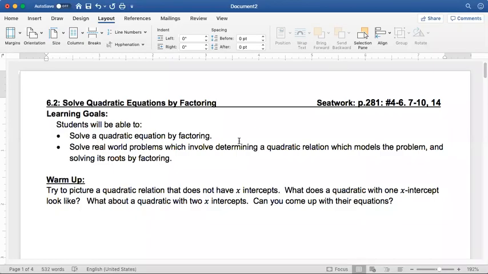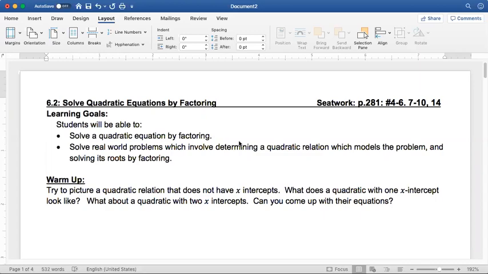Okay, good morning. We're going to take a look at section 6.2 today, which involves solving quadratic equations by factoring. One of the skills that we learned back in chapter 5 was how to factor quadratics, and that skill is going to come back into play here when we try to find the solutions to a quadratic equation. So for starters, we're going to be taking a look at solving these quadratics. And secondly, we're going to take a look at how to solve real-world problems that deal with a quadratic model and then finding its roots by factoring.